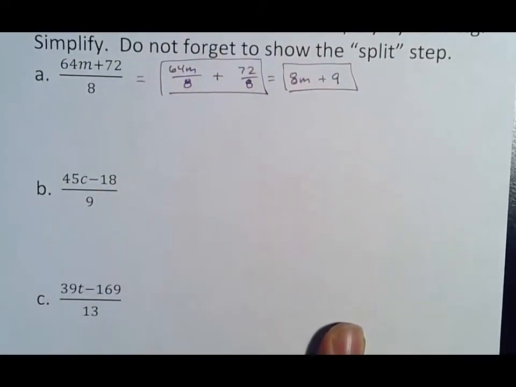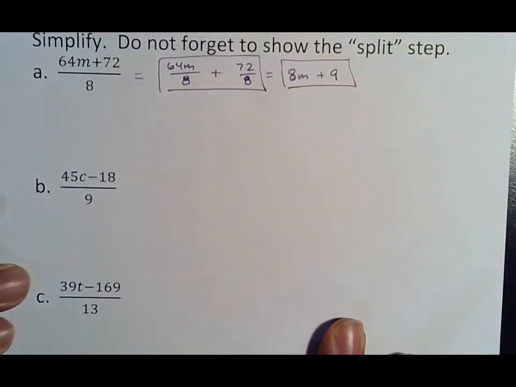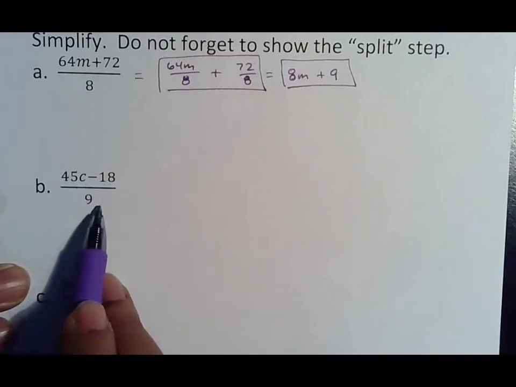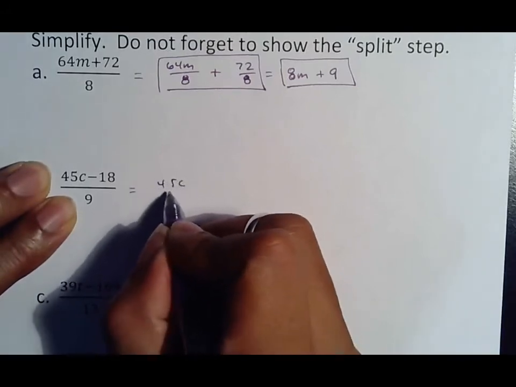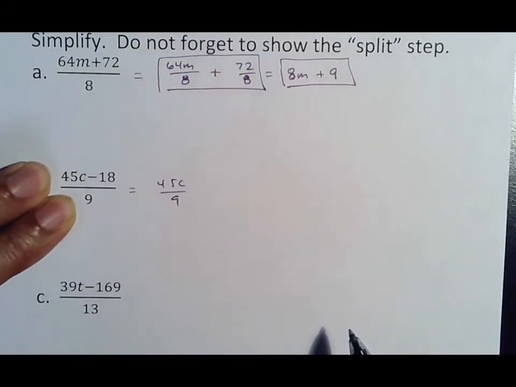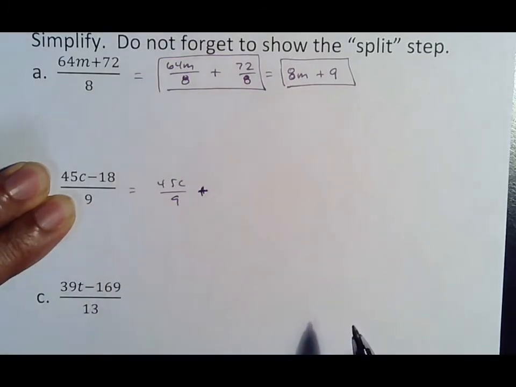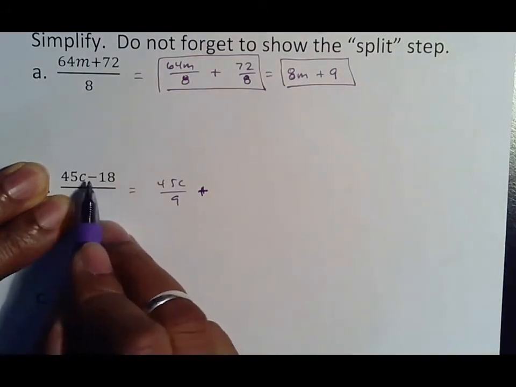Again, I guess I can fit all 3 of them on the screen for you to copy. B. Again, this is 45c minus 18, both being divided by 9. So what we will do first is split it. 45c over 9. Do not forget we always want to connect with a plus. I don't care what anybody else does. You want to connect it with a plus so you don't lose it.